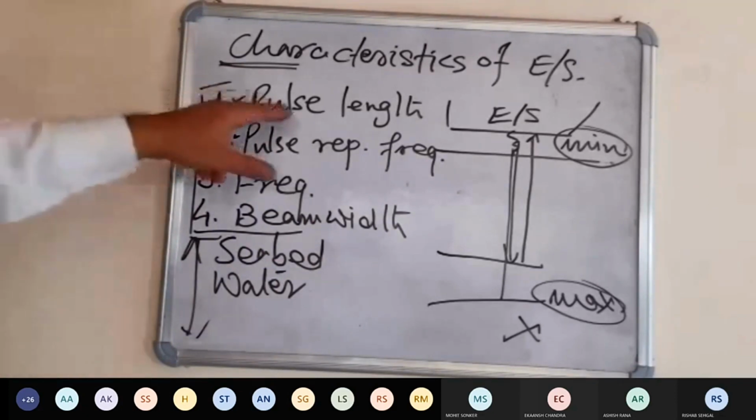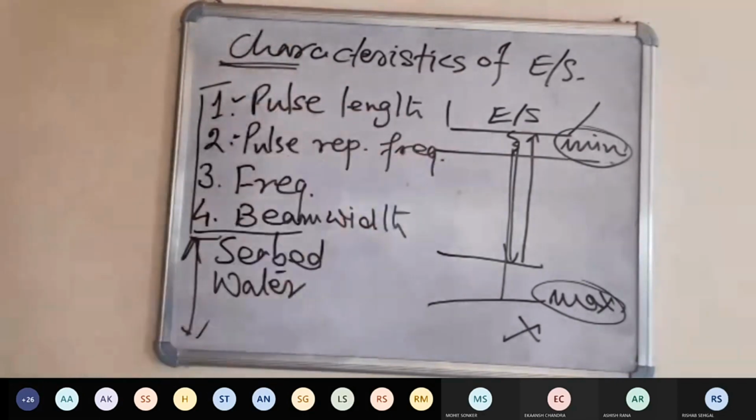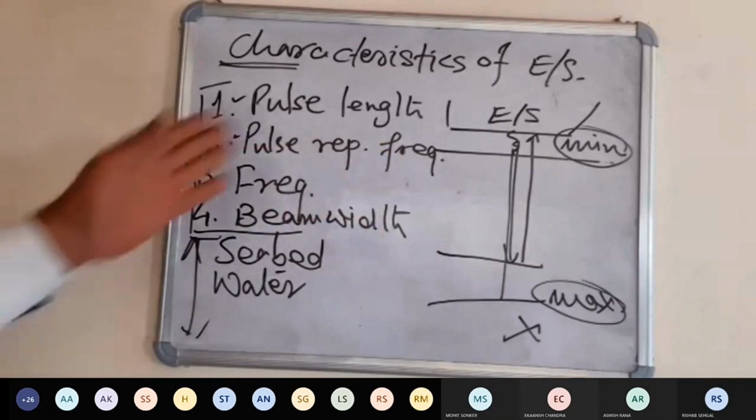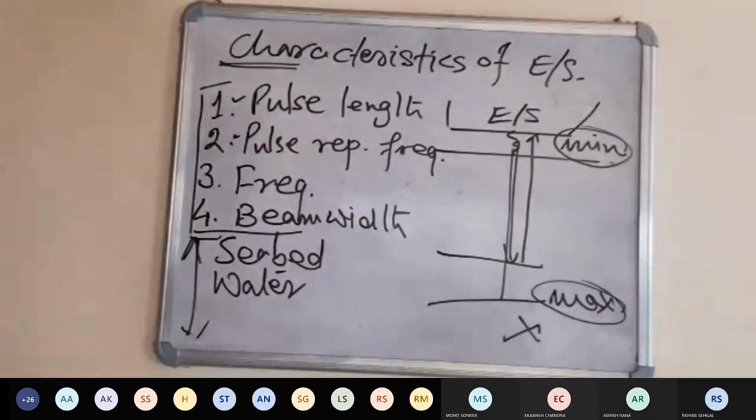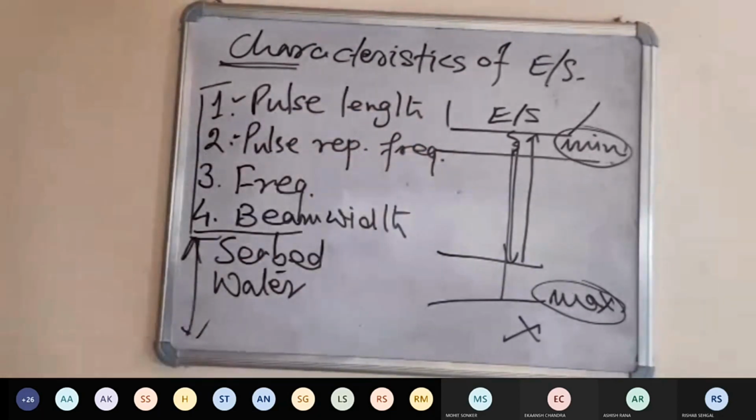Now the thing is, what is this pulse length and what does it affect in the echo sounder? What is this pulse repetition frequency? How does it affect the performance? We are also talking about the frequency, how it affects the performance, and so on. So one by one we are taking it up.